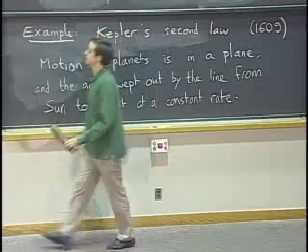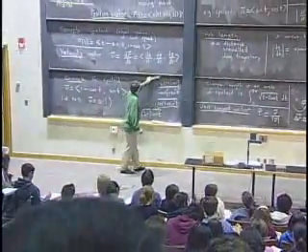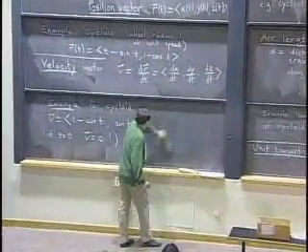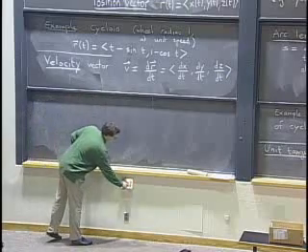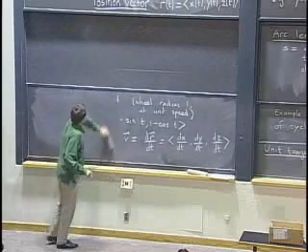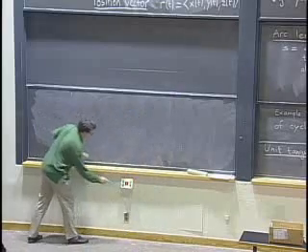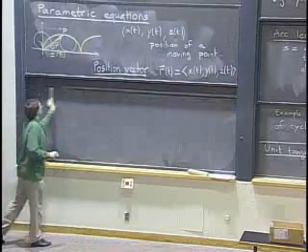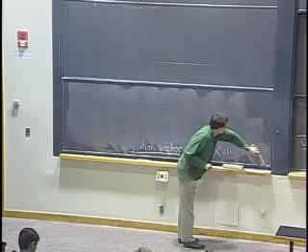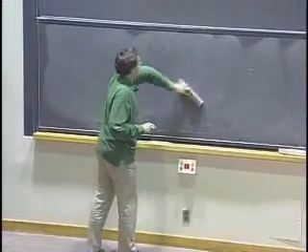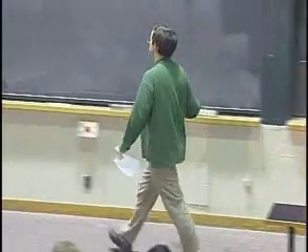Okay. So that's an interesting law because once you know what the orbit of a planet looks like, it tells you how fast it's going to move on that orbit. Okay, so let me explain again.